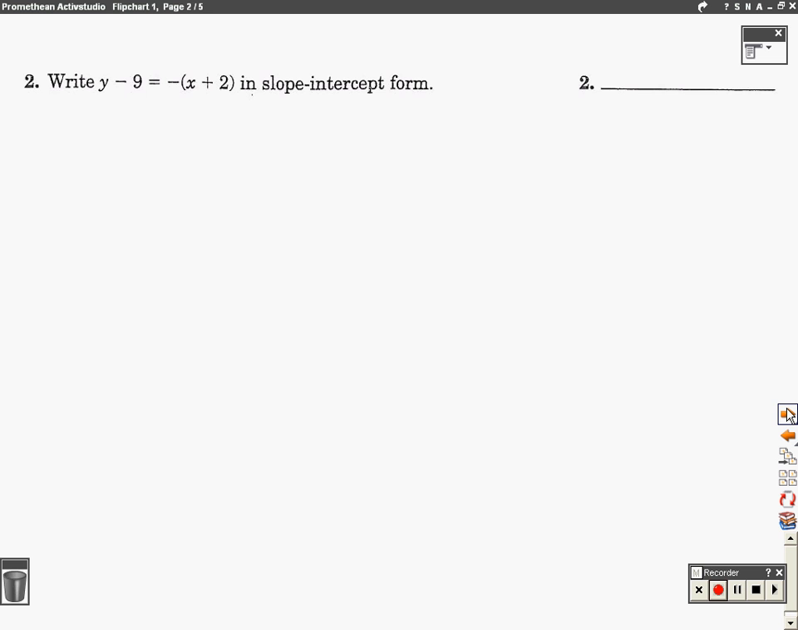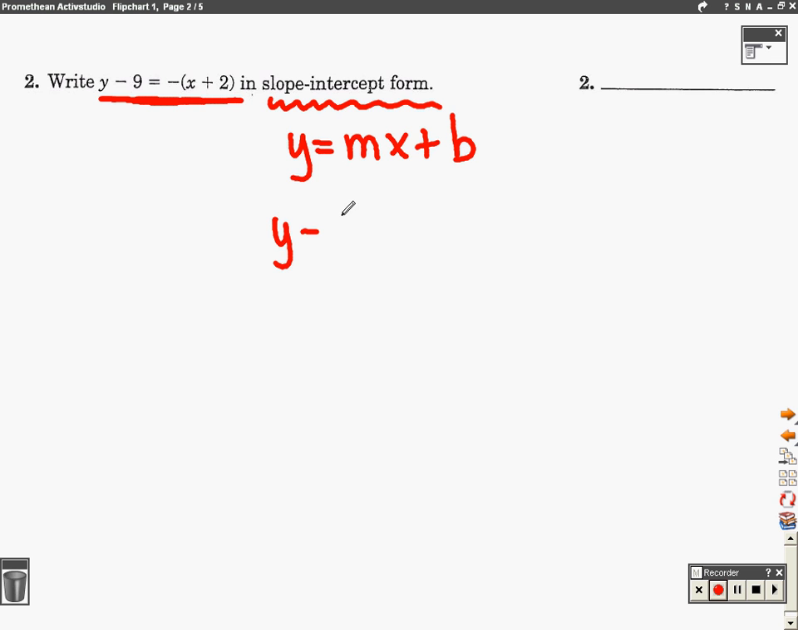Next one. Write y minus 9 equals this equation right here, which, I don't know if you can notice, is in point-slope form. And I want you to write it in slope-intercept form. As soon as you see slope-intercept form, that's y equals mx plus b. And all I'm going to do is take the equation and solve it for y, because that's what slope-intercept form is.